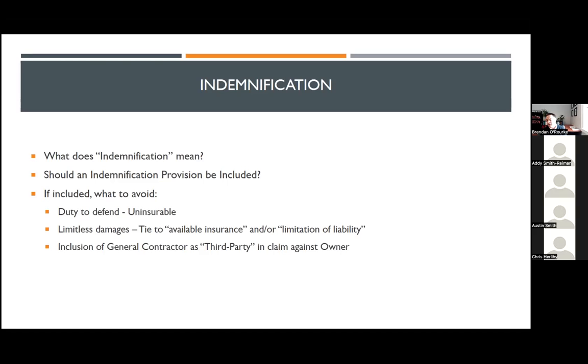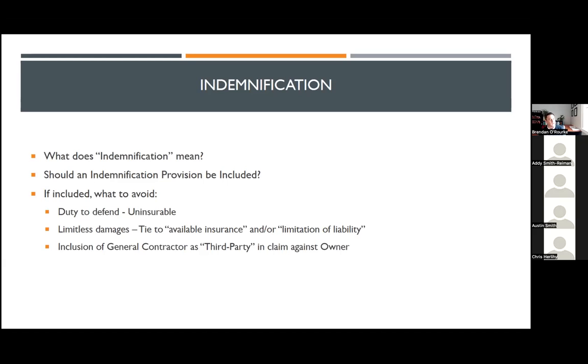Also, if there's going to be an indemnification provision within your contract, you want it tied. You don't want the damages to be limitless. If a structural beam falls in a gym and injures a handful of people, those damages can obviously add up fairly quickly. So you want to tie the indemnification provision, the indemnification provided to the owner, to either available insurance or some other limitation of liability found elsewhere in the contract, which we touch on later.